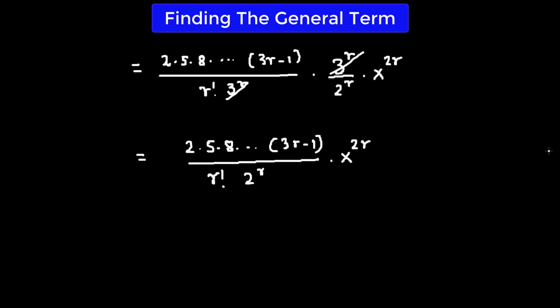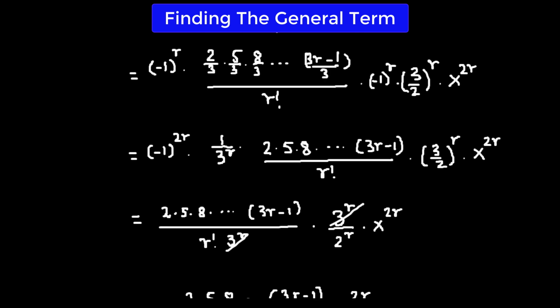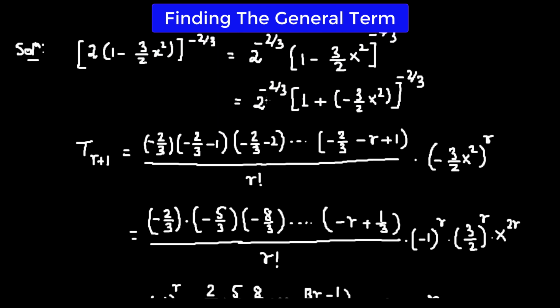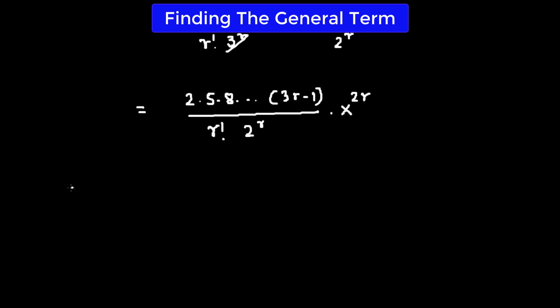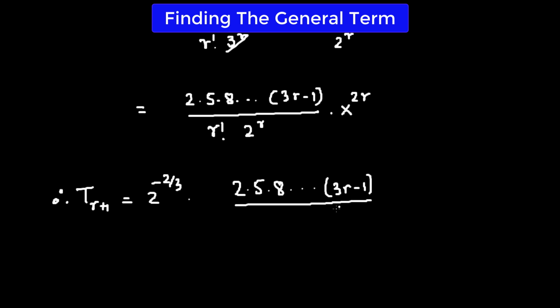Now, one more thing we have to take into account. When we simplify the given expression, we have 2^(-2/3) multiplied to the simplified version, so we have to multiply it to the general term. Therefore, the general term is 2^(-2/3) times 2 times 5 times 8 up to (3r - 1), divided by r factorial times 2^r times x^(2r). So this is the general expression.